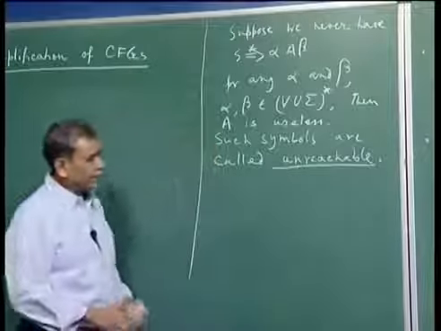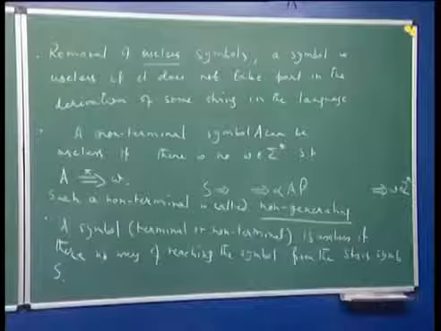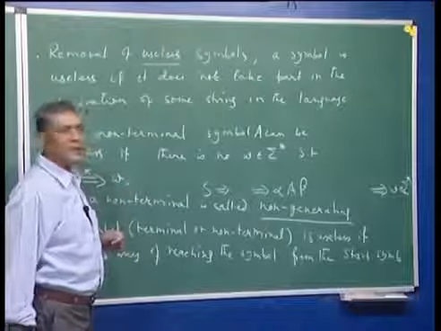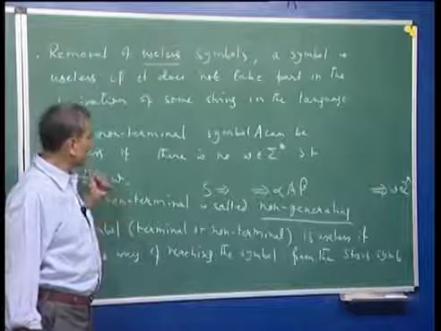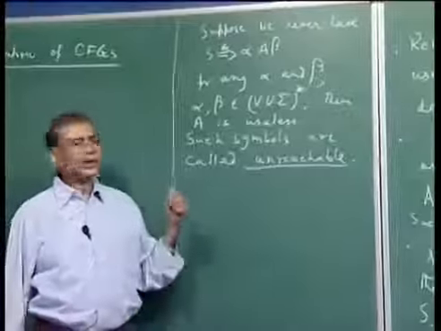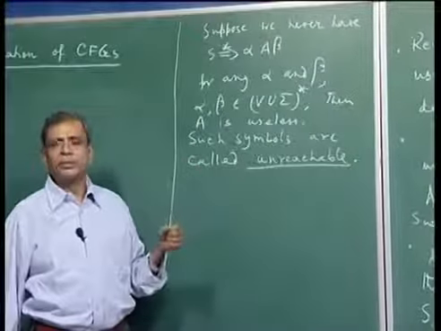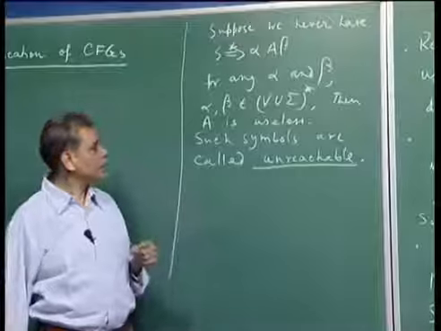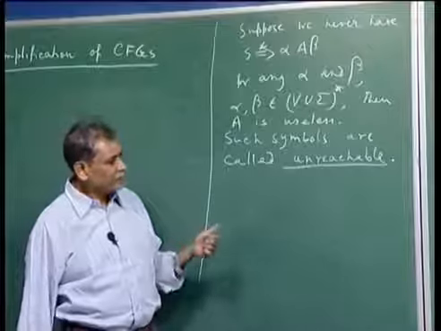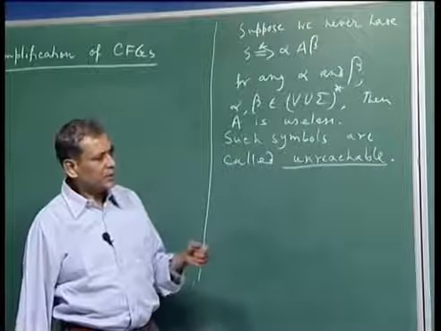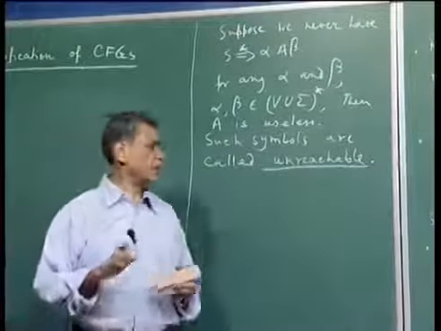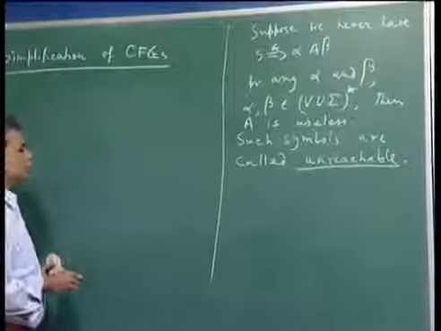Notice, as I said, that this way of a symbol becoming useless, which we call non-generating, makes sense only for non-terminals, whereas unreachability, that of course can happen with both terminals and non-terminals. And let us now see how we can identify unreachable symbols and then non-generating symbols, and then we will simply remove them from the grammar. We will see a little more on that.